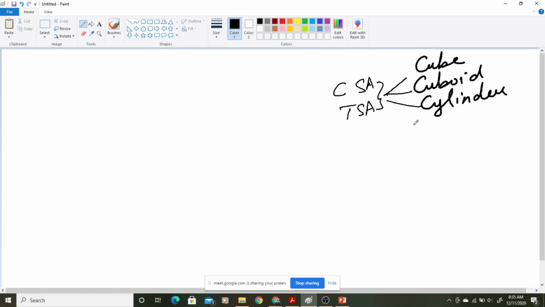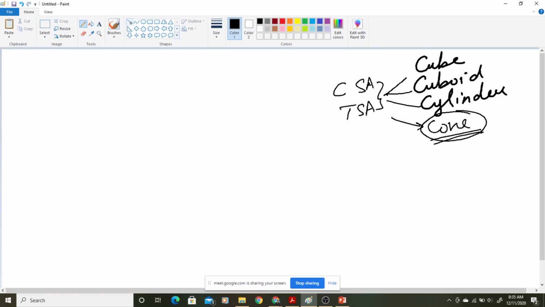Now we will be moving to the next thing, that is CSA and TSA of cone. This is the figure we will be discussing in this class. Now how does a cone look, cone कैसा दिखाई देता है. You must have seen the ice cream you are eating in cone shape.